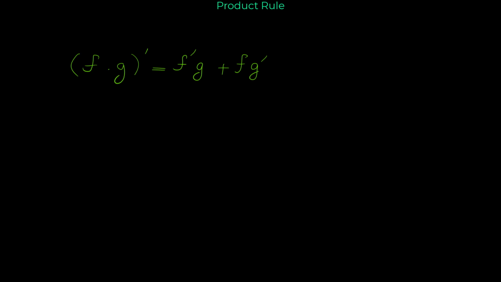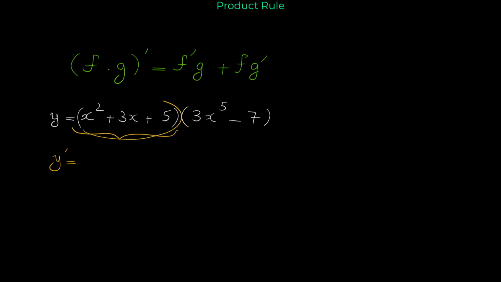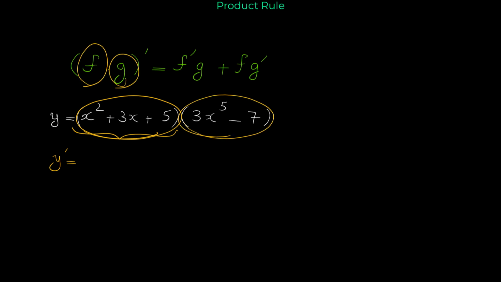Let me show you by an example how we can use this rule for finding derivatives. Let's say we are given this function y equals x to the 2 plus 3x plus 5 times 3x to the 5 minus 7. For finding the derivative of this function, we can use the product rule. Attention, here we have two functions. The first bracket is f and the second bracket is g.